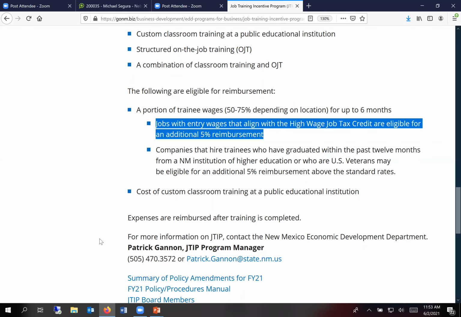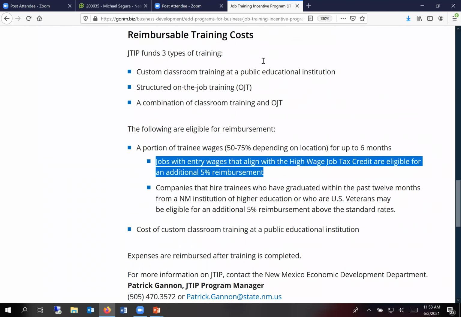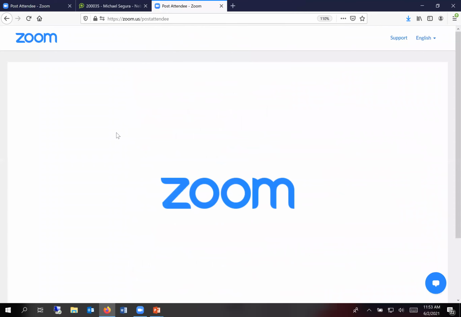I think you get a higher reimbursement. And Ketter, they're a plastic injection molding manufacturing plant. You might recognize them when you buy those plastic lawn chairs at a big box store, or toolboxes. They located in Belen, and they took advantage of the JTIP program to train their initial hiring of employees. So that's what the JTIP program is.